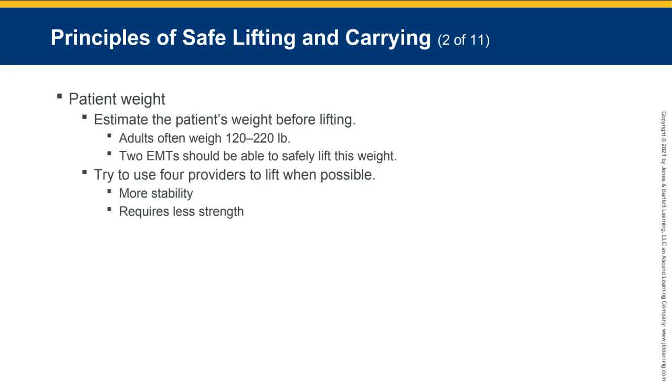Now, patient weight. Estimate the patient's weight before lifting. Adults often weigh 120 to 220 pounds. And estimating the weight of the patient might not be that valuable to you, because some persons might not look like they're heavy, but they're actually pretty heavy.